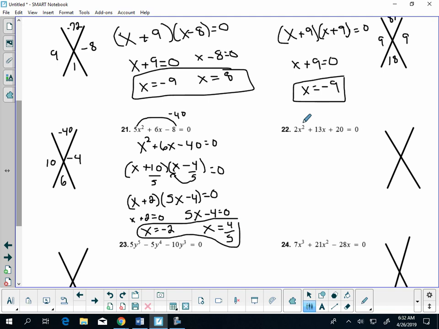All right, slide and divide again. You multiply that and you get 40. Rewrite the problem. X squared plus 13x plus 40 equals 0. So they need to multiply to 40, add to 13. That's going to be 8 and 5. So x plus 8, x plus 5.